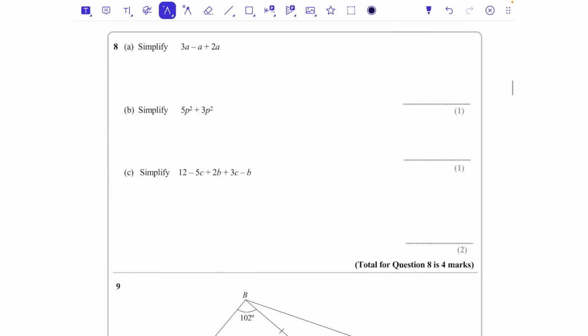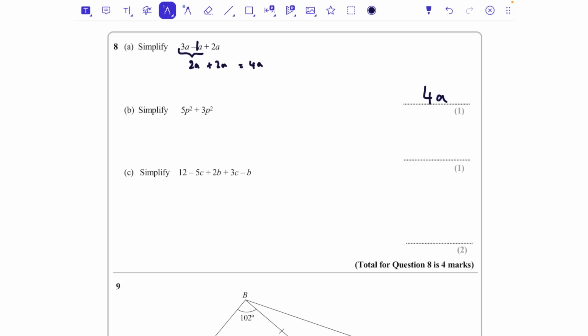Question number 8. Simplify 3a minus a, add 2a. So an a on its own is the same as 1a. If I have 3a and I take away 1a, I'm left with 2a. And then I'm going to add another 2a, and that is 4a as my answer there.